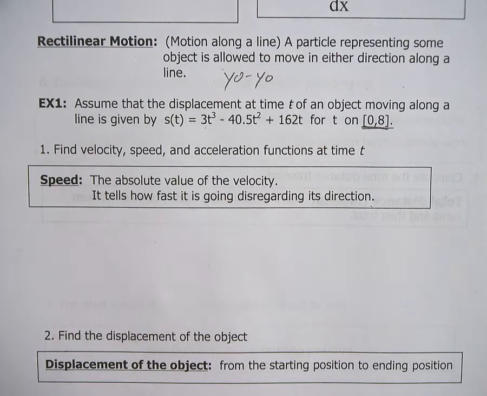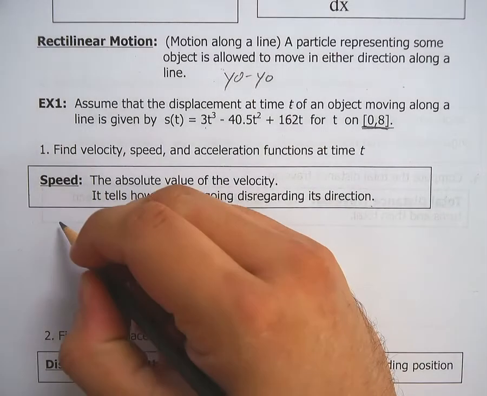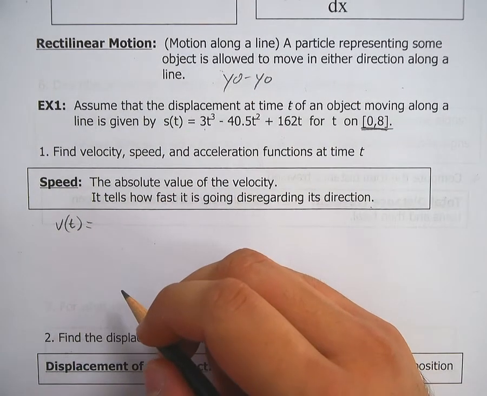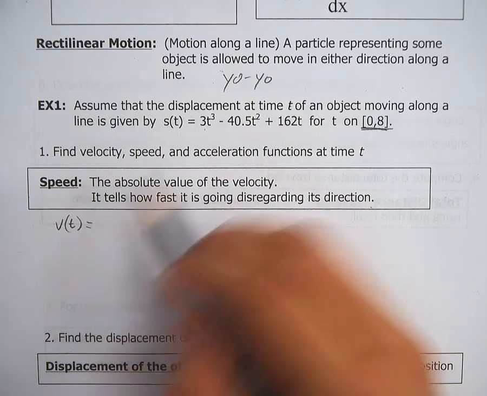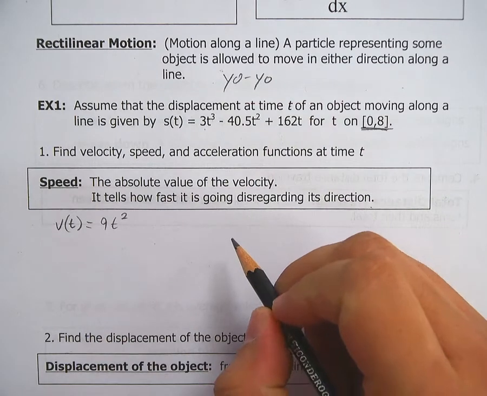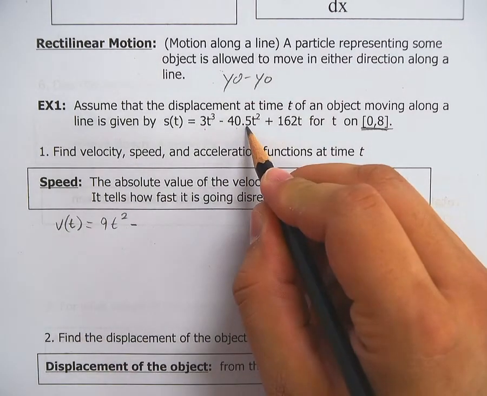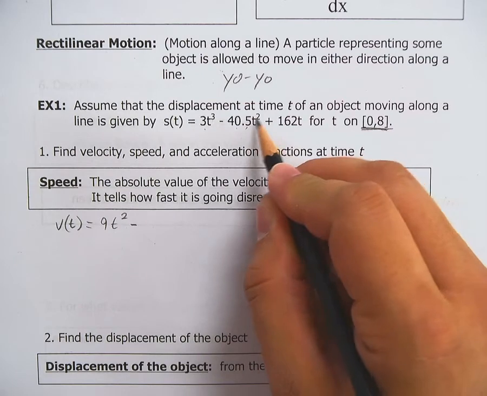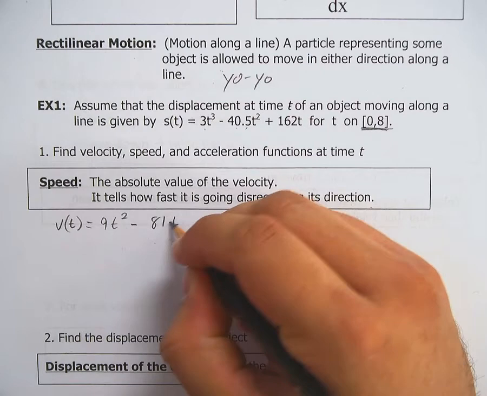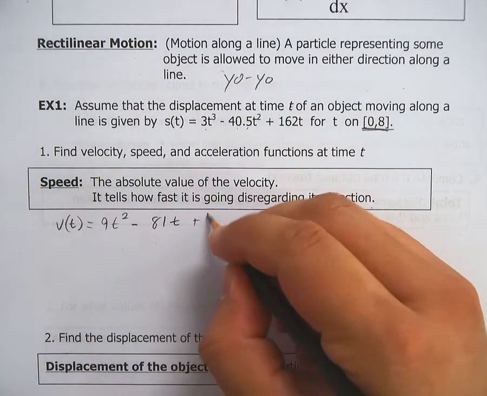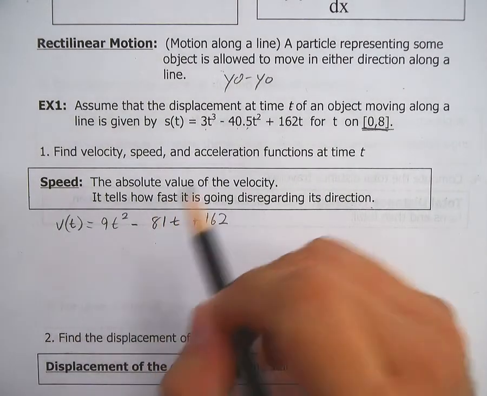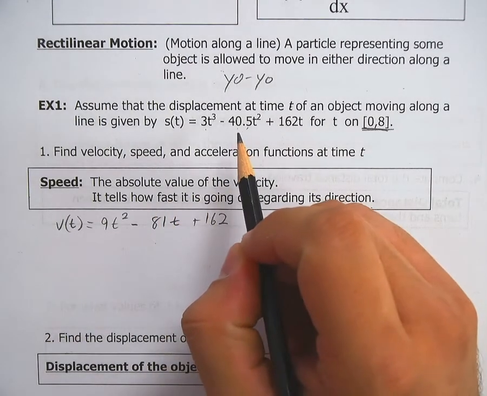So to start off here, we start with velocity. So velocity, v of t, that's going to be s prime. So I'm going to take the derivative of s. So we've got 3 times 3 is 9t squared, minus 40.5t squared, the derivative of that is going to be 2 times 40.5, which is 81t, and then plus 162. So that's your velocity function. It's the derivative of position, which was given to us up here.